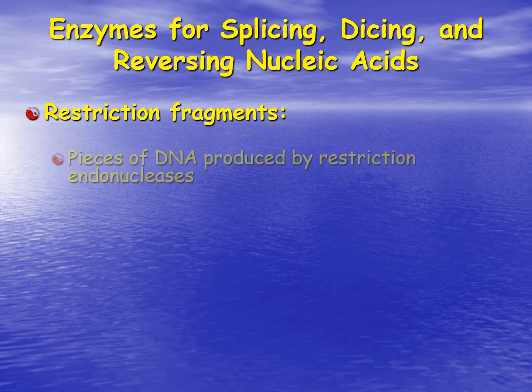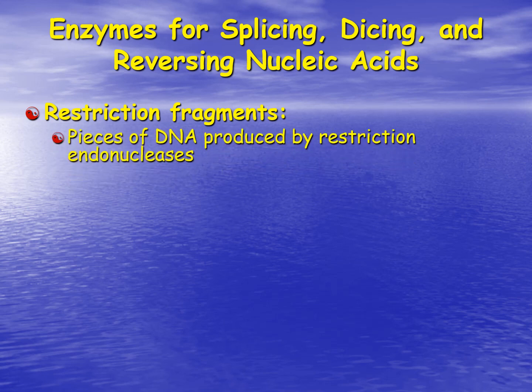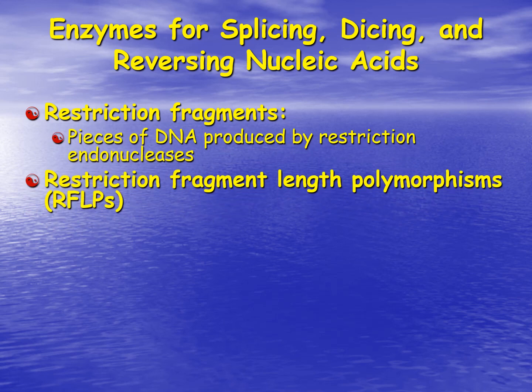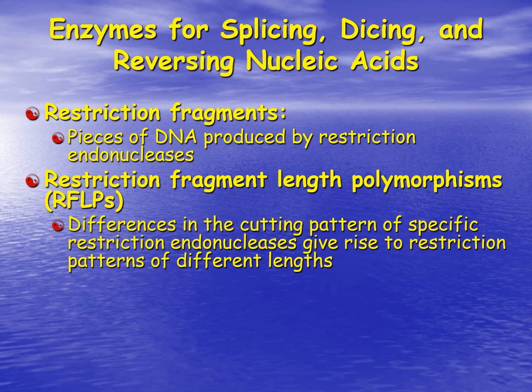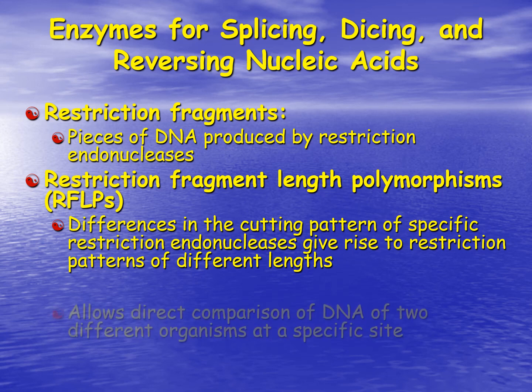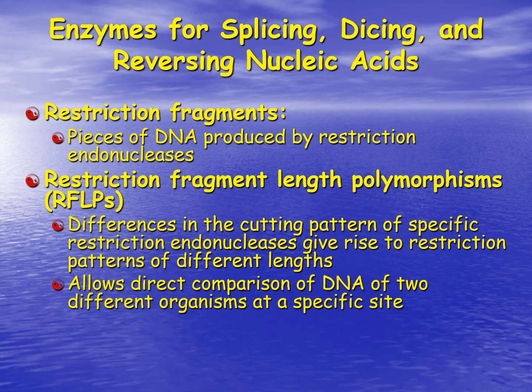What is cut is the restriction fragment, the piece of DNA that's produced by the restriction endonucleases. Sometimes we refer to these as restriction fragment length polymorphisms. It's the differences in the cutting patterns of specific restriction endonucleases that give rise to restriction patterns of different lengths. This will allow for direct comparison of the DNA of two different organisms at a specific site.